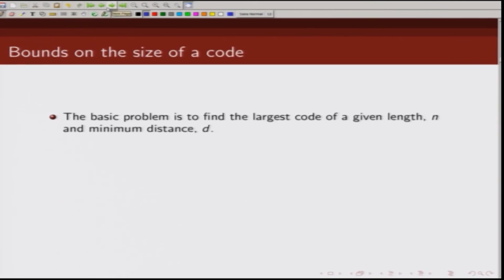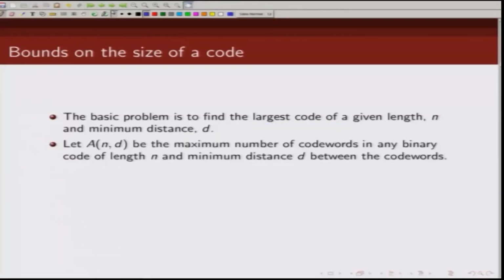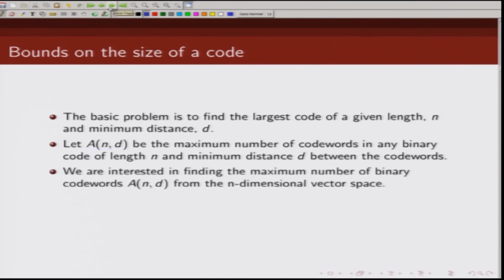As I said, we are interested to find the largest code of length n and minimum distance d. Knowing those two parameters, we are interested to know what the third parameter would be, and in this talk we are going to talk about bounds which will give us upper bounds and lower bounds on those parameters. Let A(n, d) denote the number of code words of length n and minimum distance d.